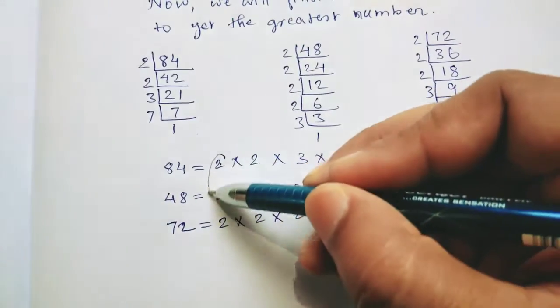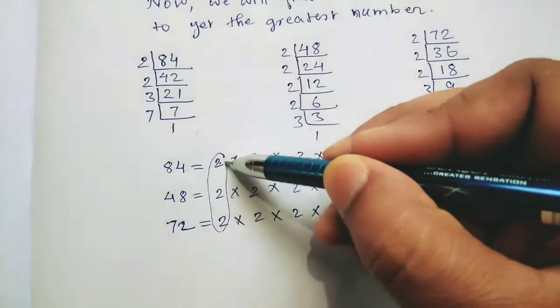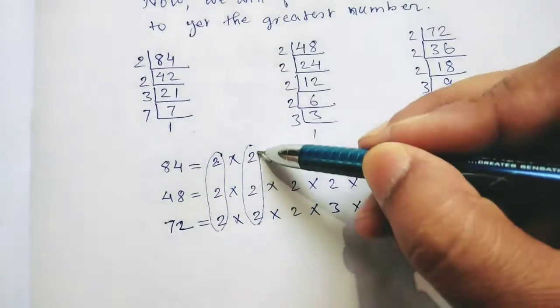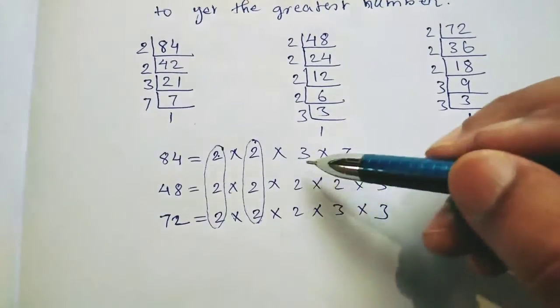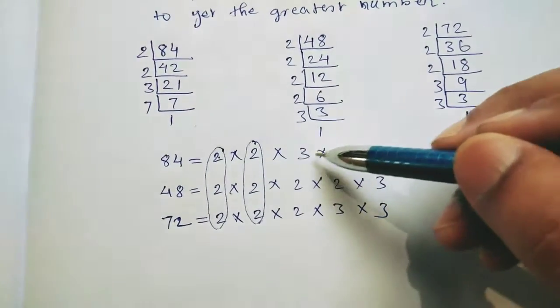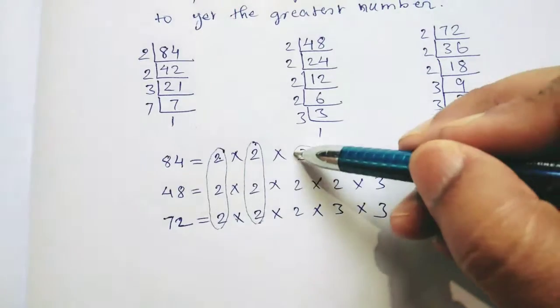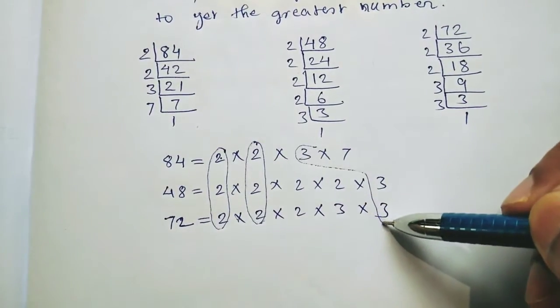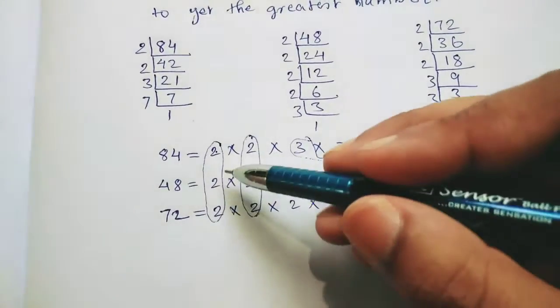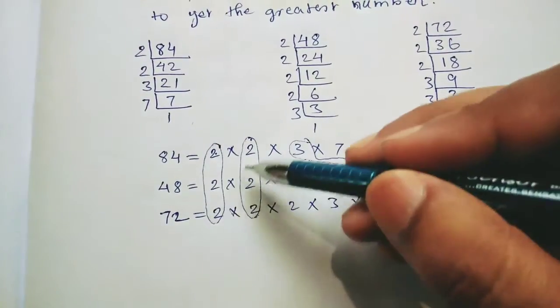So make the grouping. Here 2 appears in 3 places. Then here 2 is not there. But 3, 3, 3, so 3 makes a group. Like this you make the group of 3. So what numbers did we get? This 2, then this 2 and this 3.